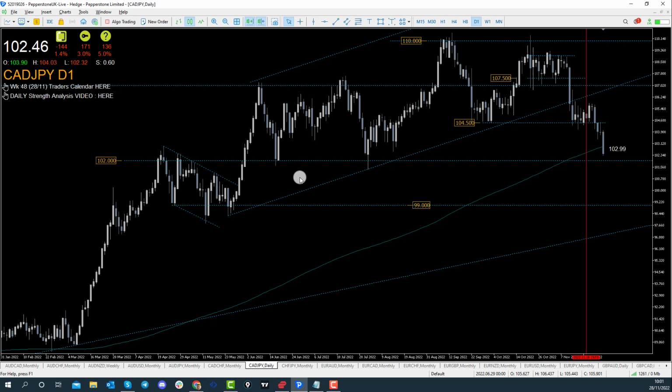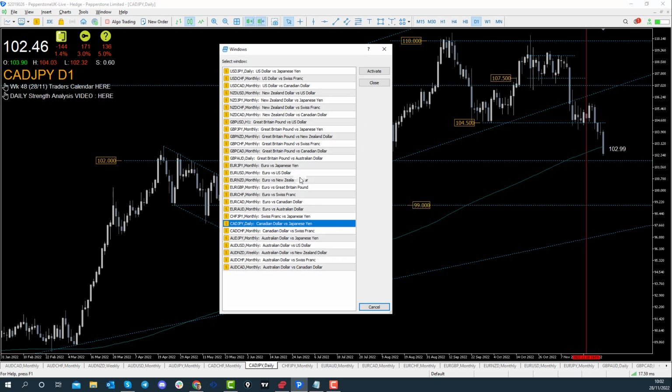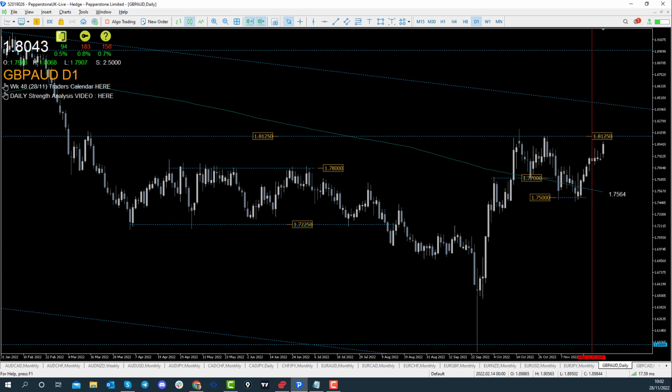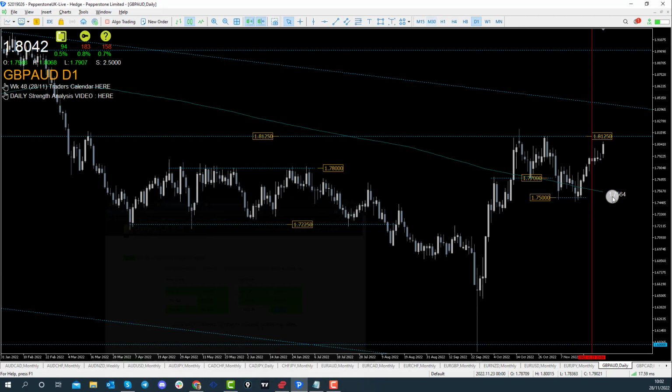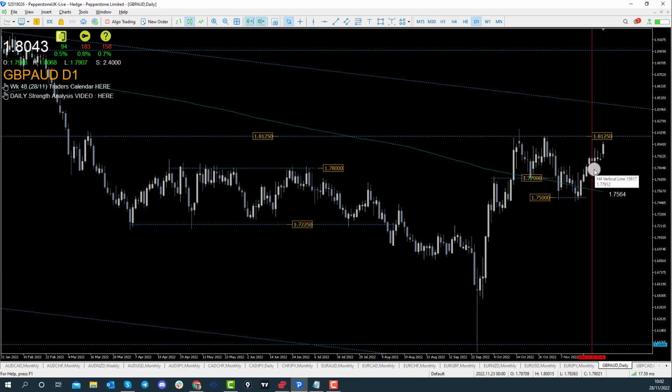Now, there were some other charts of interest, so I'm actually going to jump over to pound Aussie. I'm going to do this really quickly. I don't want to take too much of your time, but pound Aussie is featured on both the trend traders and the day traders chart, and we actually featured this last week, about the 22nd of November. We looked at if price would continue to push to the upside here for pound Aussie.